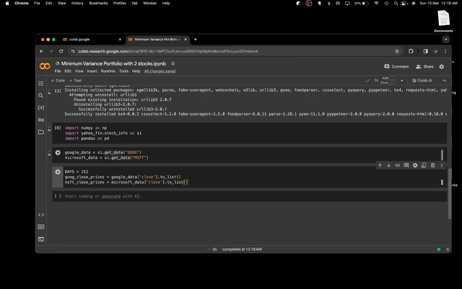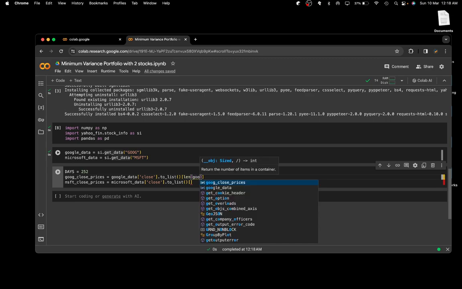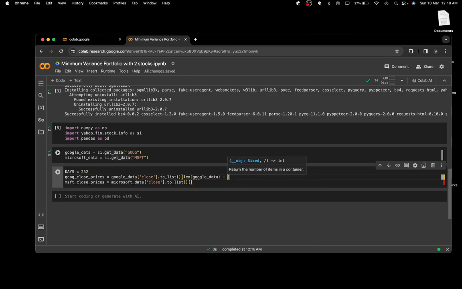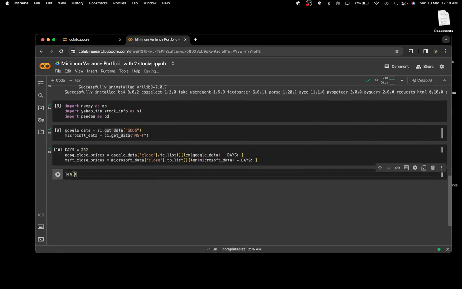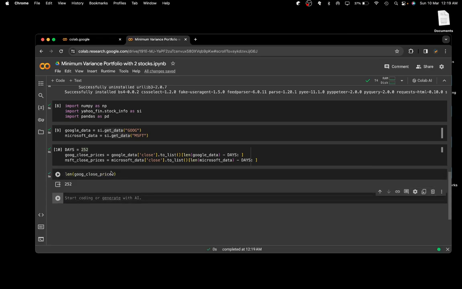And I'm gonna go ahead and further just input this. I'm just gonna do len of Google data minus days colon, and for this I'll just do len of Microsoft data minus days colon. Effectively this should give us 252 data points. You can check out how this works by yourself. It's a little bit of an exercise for you guys if you want to check it out. Alright, there we go, 252.